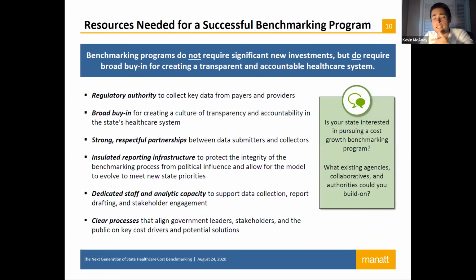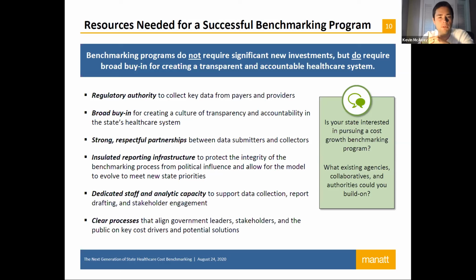As we think about what states, and I think there are some on this call, should be considering as they invest in a potential benchmarking program, on top of my list, I'm completely going off my notes here, is regulatory authority. What do you have the authority to collect? What new authority might you need, particularly as connected to the uses of your data? How you want to use it should drive the data collection process you need. Really making sure you have broad buy-in and are developing a culture of transparency and accountability.